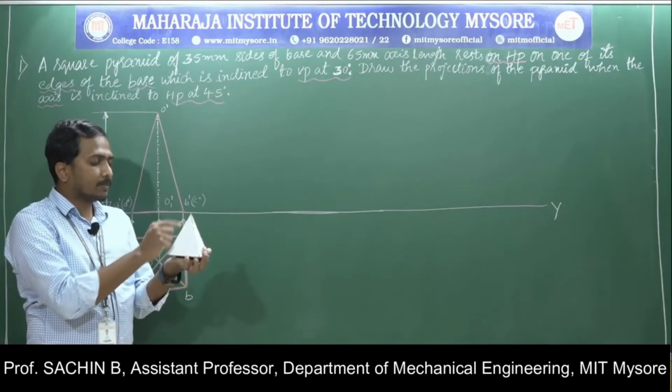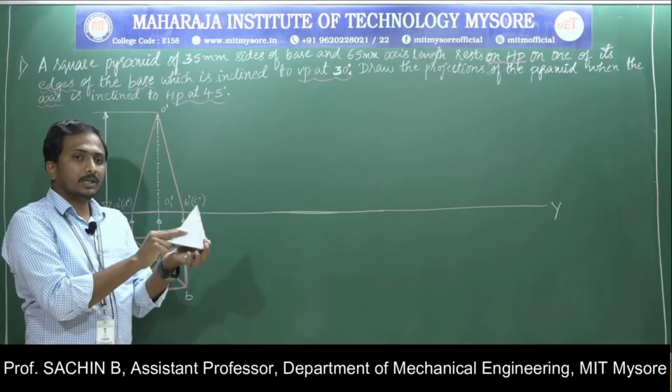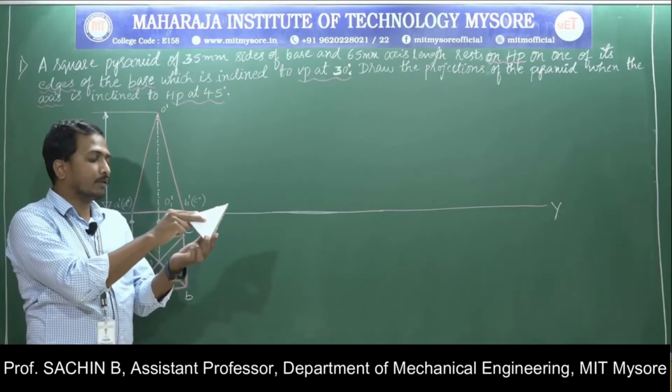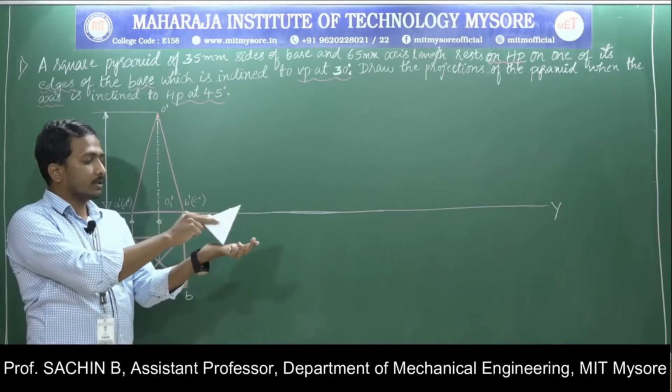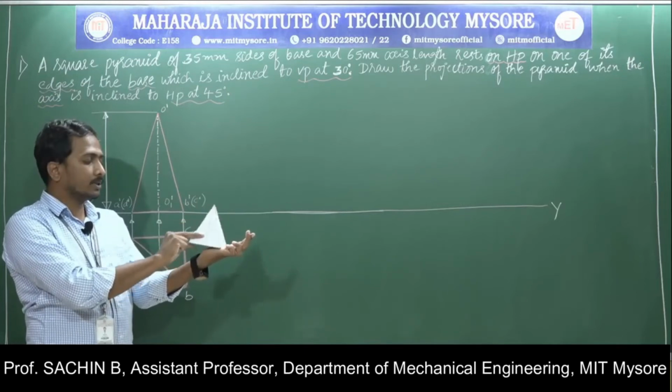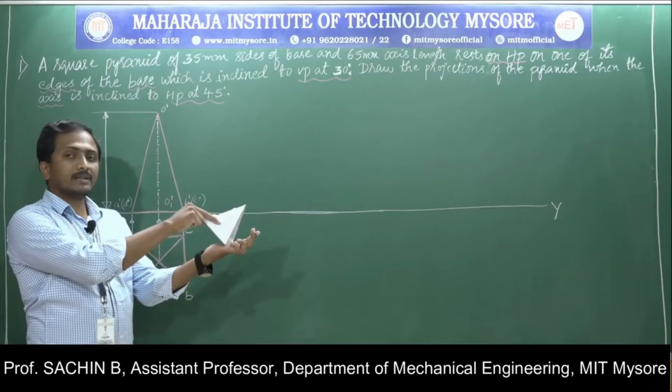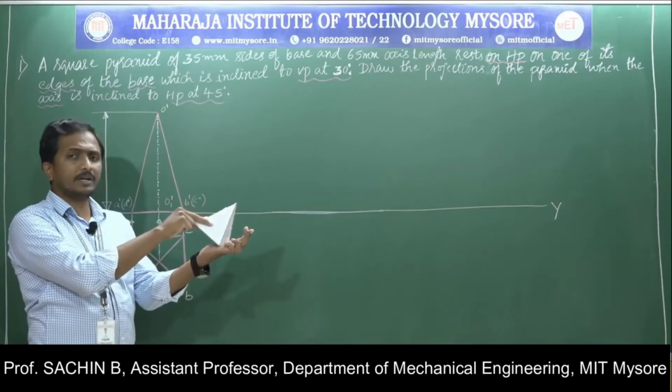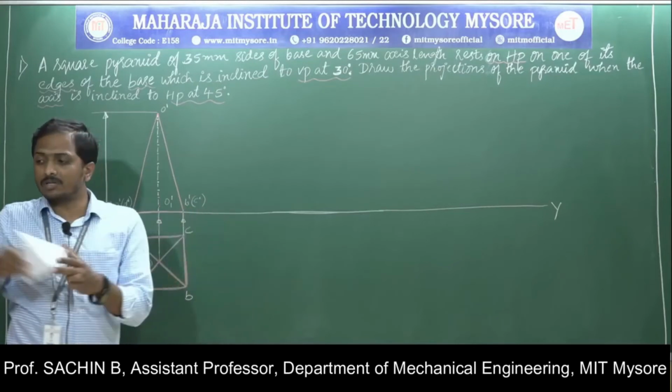Now the axis is present exactly at the center. It is getting inclined to HP at 45 degrees. For example, if I consider my left hand as a horizontal plane, now the solid will be like this. In the second position, the axis of the solid is inclined at an angle of 45 degrees to HP. Now, how to construct it?